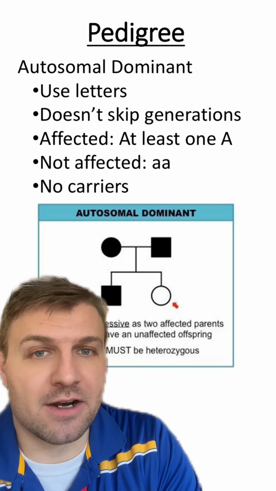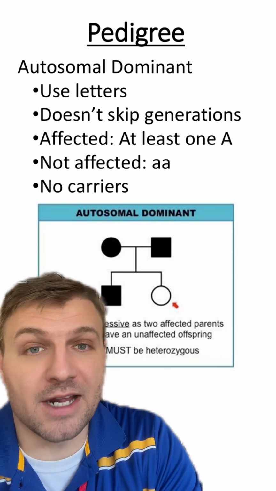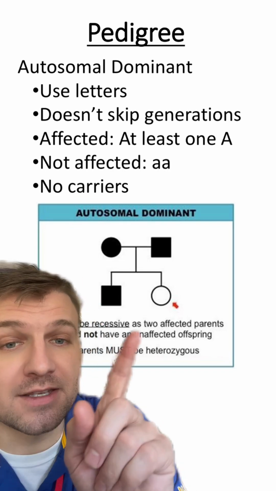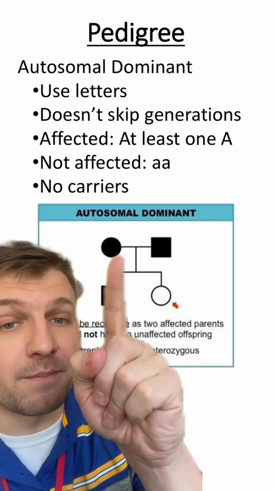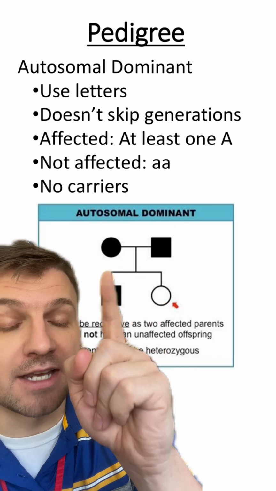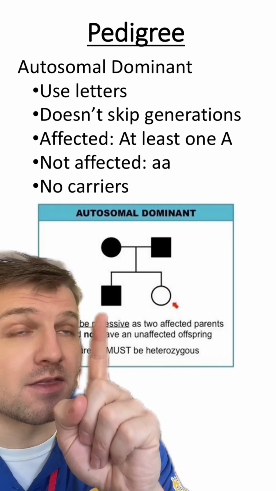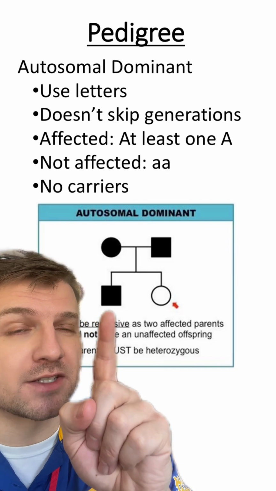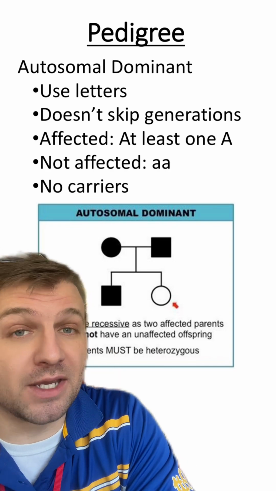In this type of inheritance pattern, there are no carriers, since if you get one dominant allele, you automatically have the trait. In this case, this individual that doesn't have the trait is little a little a. Now that means both the parents are still going to be heterozygous, however, they still have the trait, since heterozygous individuals will still show that trait. And again, down here, the son here will be big A question mark, since it could be big A big A, or big A, little a. We don't know which one it is, so it's big A question mark.